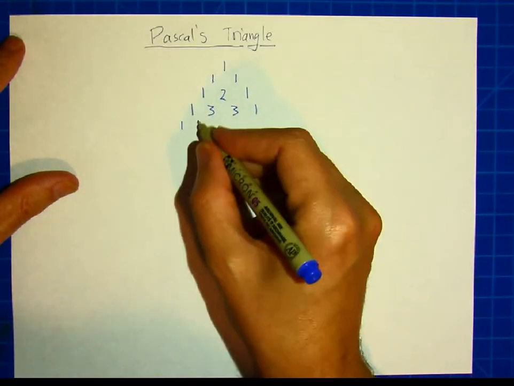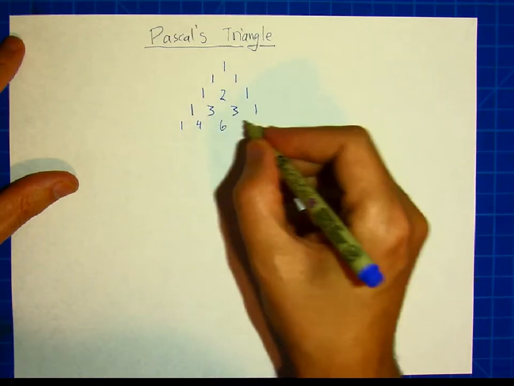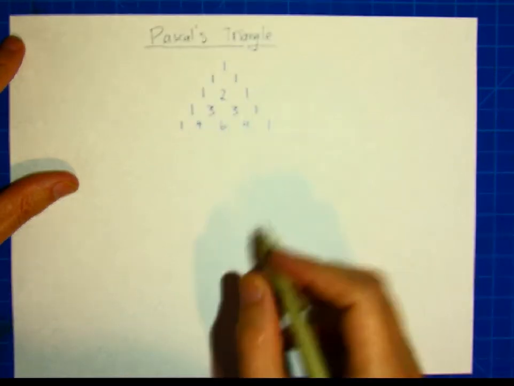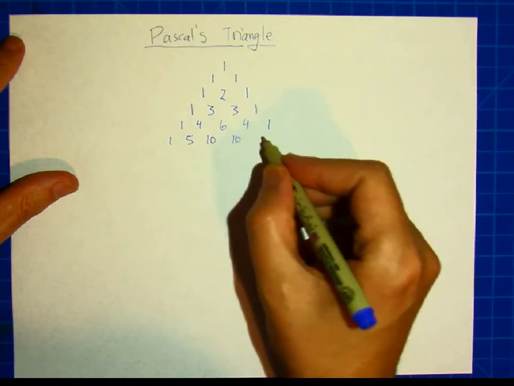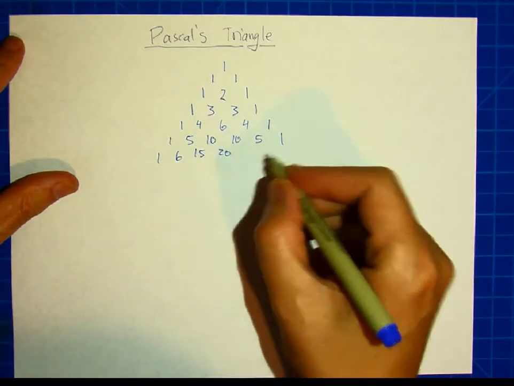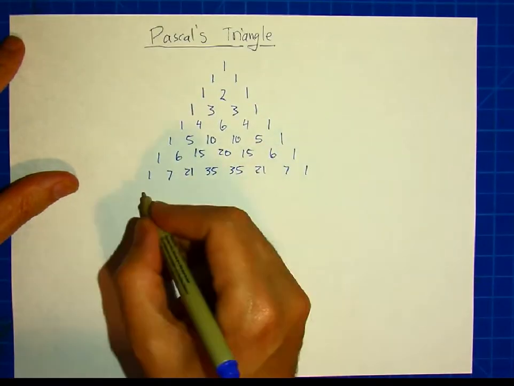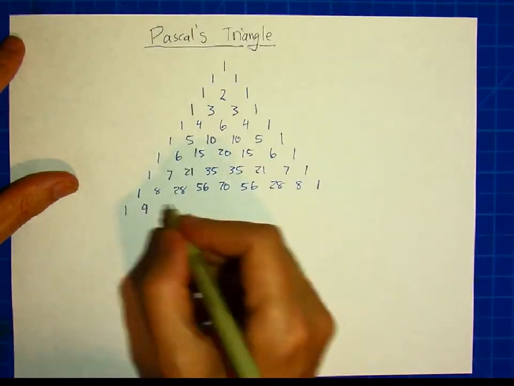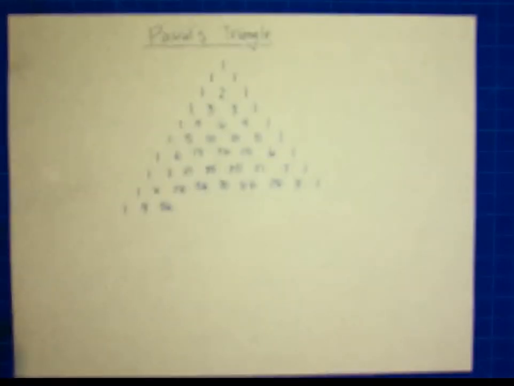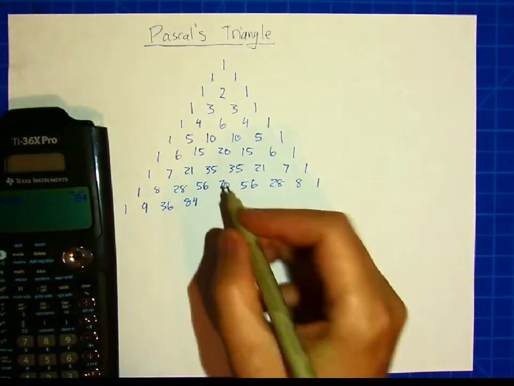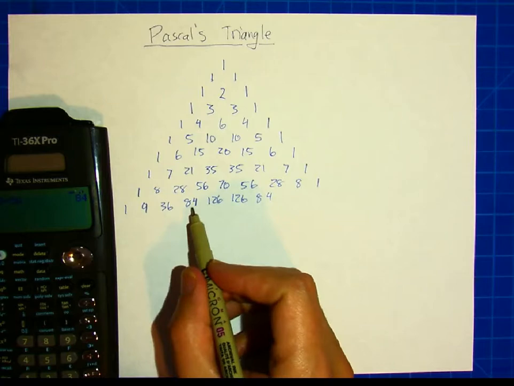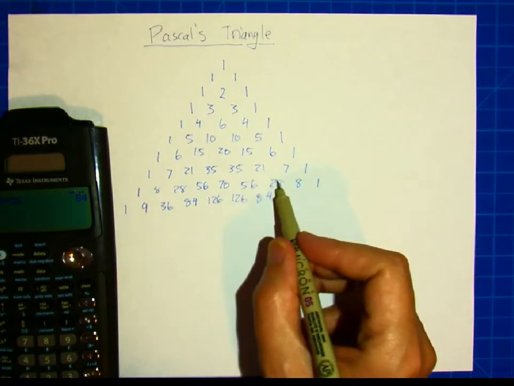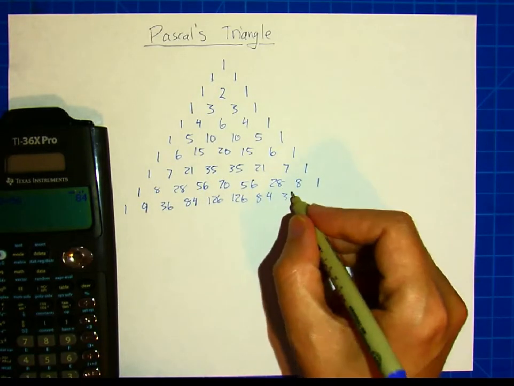1, 4. 3 plus 3 is 6. 3 plus 1 is 4. 1. So keep going like this. 1, 5, 10, 10, 5, 1. At some point, just grab your calculator and use that. Notice that it's symmetric here, so if we have an 84, it is 28 plus 56, then 56 plus 28 is 84.